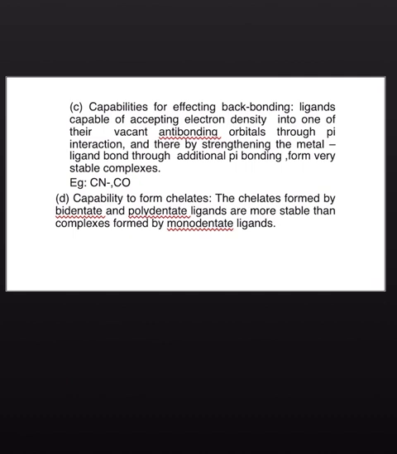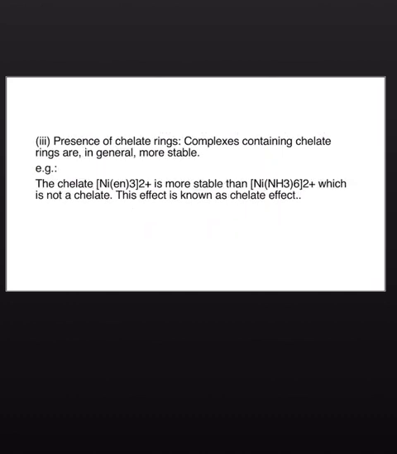C. Capability for affecting back bonding. Ligands capable of accepting electron density into one of their vacant antibonding orbitals through pi interaction, and thereby strengthening the metal-ligand bond through additional pi bonding, form very stable complexes. Example, CN-, CO. D. Capability to form chelates. The chelates formed by bidentate and polydentate ligands are more stable than complexes formed by monodentate ligands.